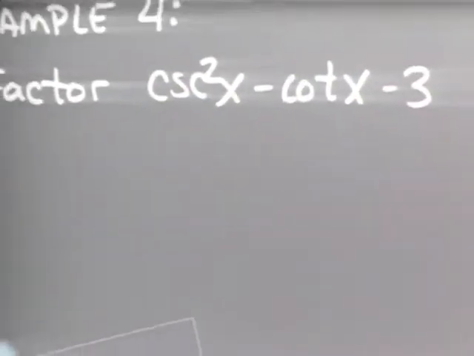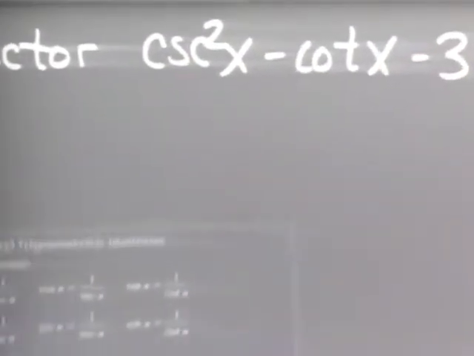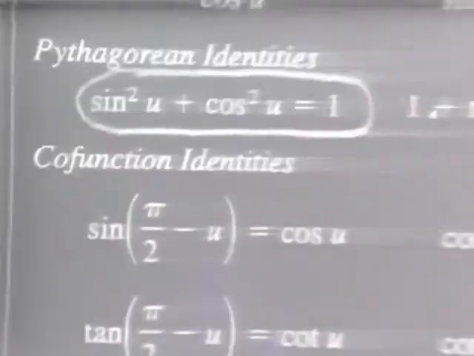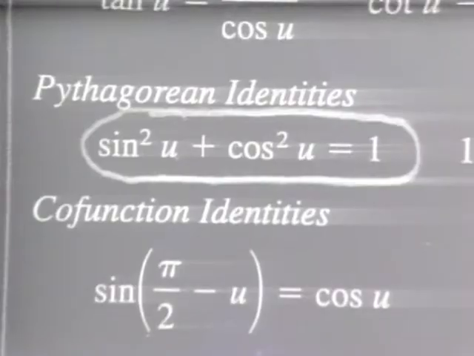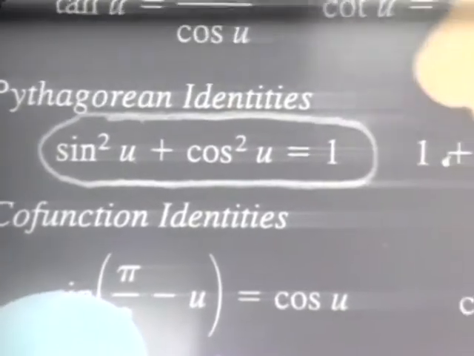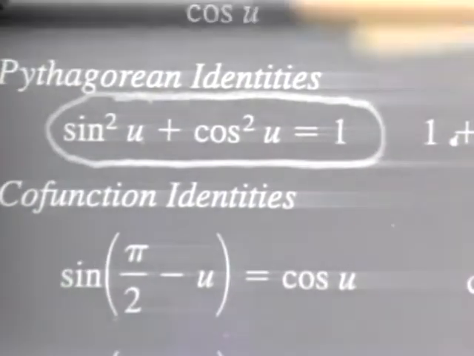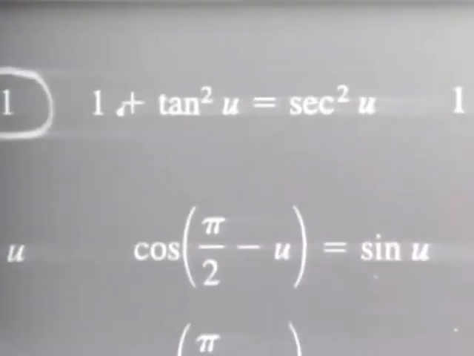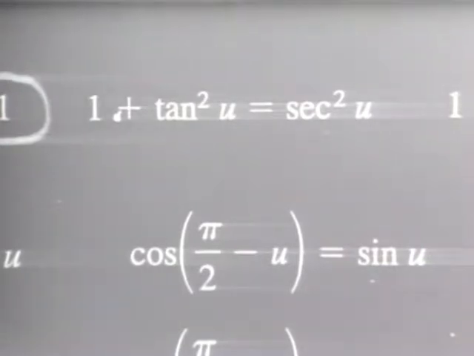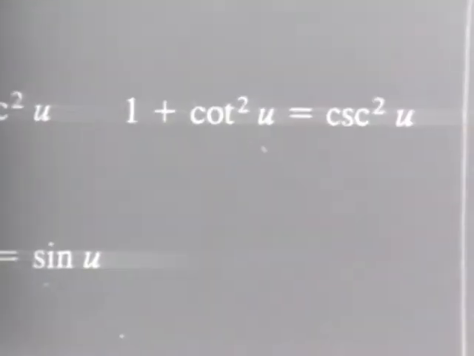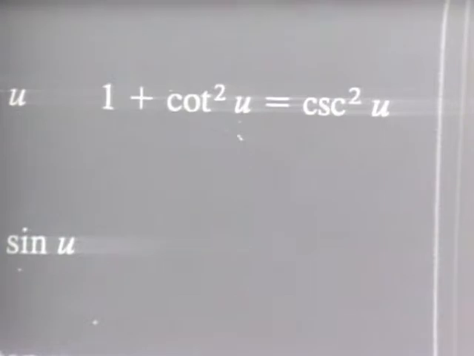So what I'm going to go to is the most important ones, as I say. They're just most important because they're used the most: the Pythagorean identities. I'm actually not going to look at the one I've got circled here. There are 3 Pythagorean identities. This one has sine squared and cosine squared. This one has tangent squared and secant squared. And this one has cotangent squared and cosecant squared in it.